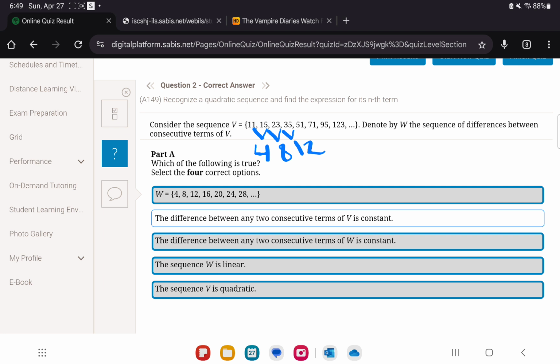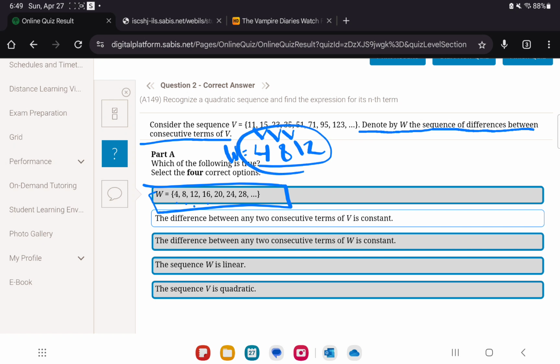Now let's call this W, okay? Denoted by W, the sequence of the difference between the consecutive terms of V. So this is called W. We have one of the choices that states that W is 4, 8, 12, 16. We already found the first three terms and they align with this W. So that's the first answer, it's right, okay?